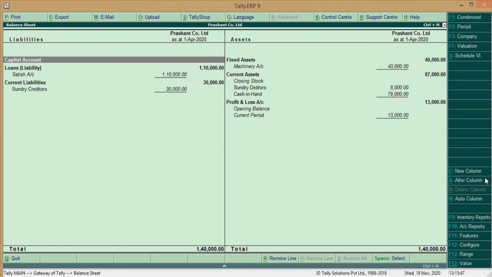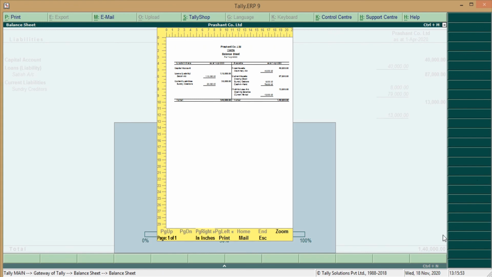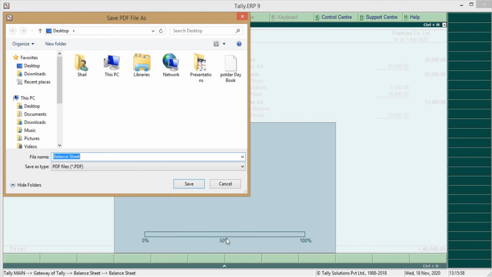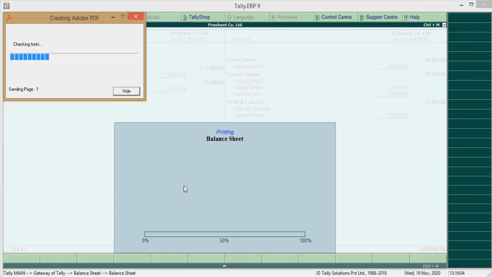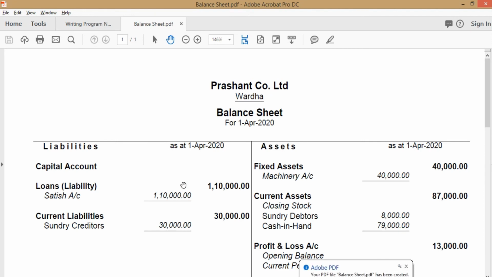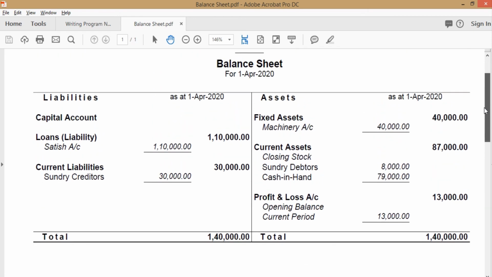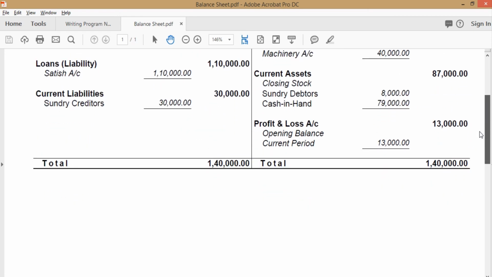Now to print, press Alt+P, select yes, and save the balance sheet where you want. So this way we create a company, make the transactions and prepare a balance sheet for Prashant Company Limited.